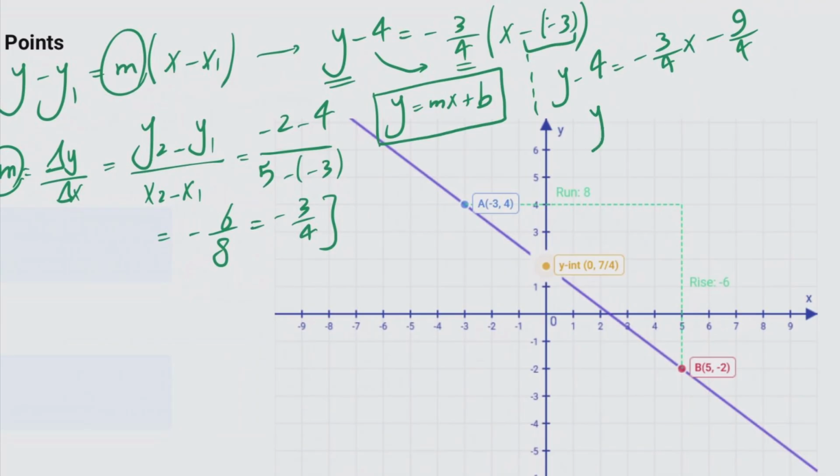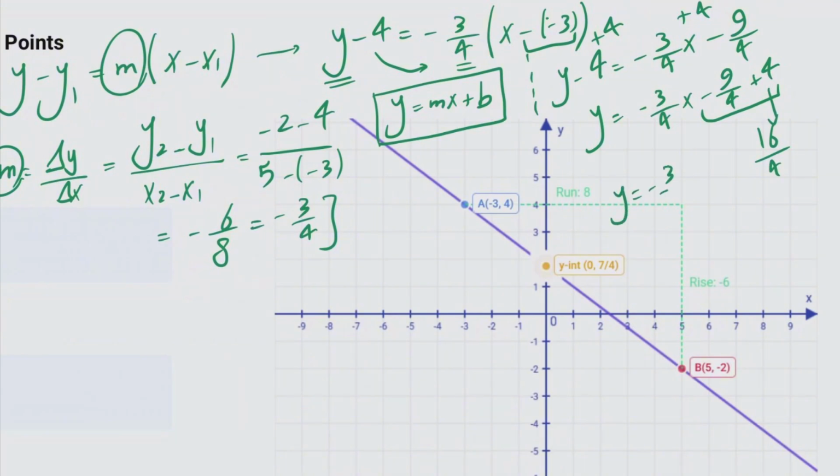So if I move 4 to the right, it means that we have to add 4 to both sides. It will be -3/4x minus 9/4 plus 4 itself. So if you just find that one, we have to find the least common denominator. So 4 would be converted to 16 over 4. We do have 16/4 minus 9/4, which is going to be 7/4. So at the end, my y would be -3/4x plus 7/4 itself.